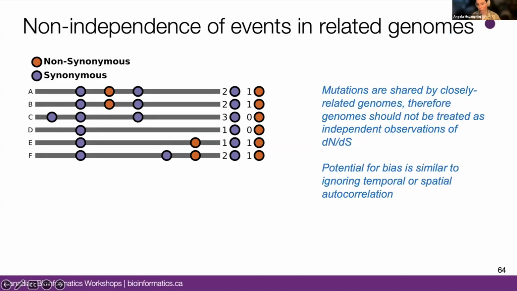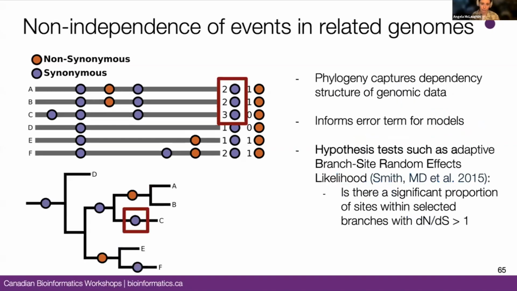So mutations are shared by closely related genomes. Therefore, genomes shouldn't be treated just as independent observations. There is definitely potential for bias there. If you're ignoring that, you can think of it as akin to ignoring temporal or spatial autocorrelation in a model. So for instance, you can see that A, B, and C all share that mutation, but they have a different number of synonymous and non-synonymous mutations.